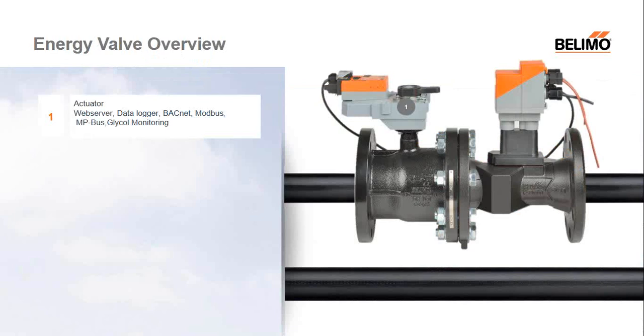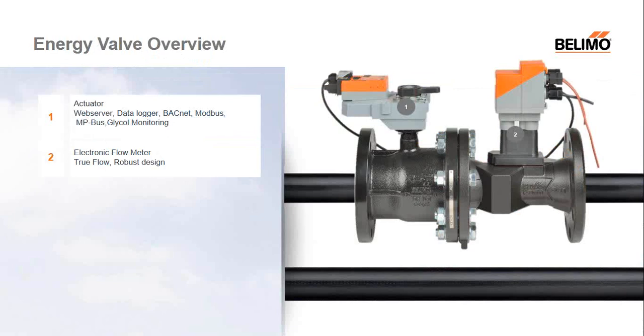We have an MP Bus protocol. That's a Belimo protocol that utilizes a master and slave configuration to have multiple valves controlled off a single control point. We also have a very interesting feature integrated called Glycol Monitoring, which allows us to extrapolate the exact glycol percentage within a system. So if the system is run at 20 or 30% glycol, that is actually output in the interface of the web server. I'm going to talk a little bit more about that coming up.